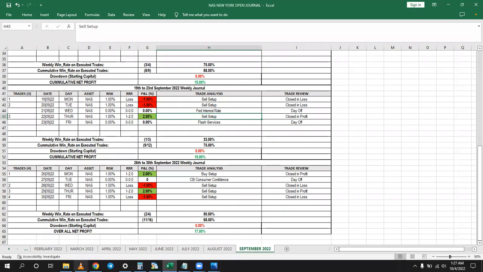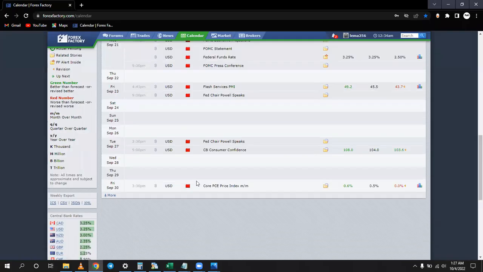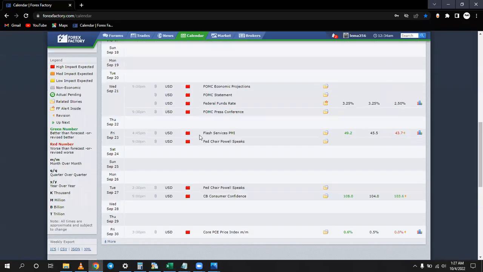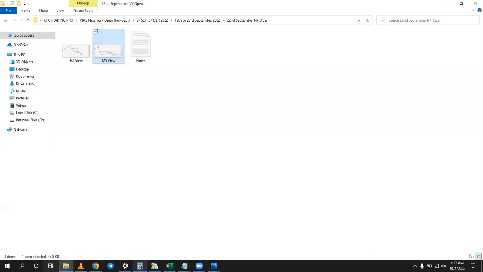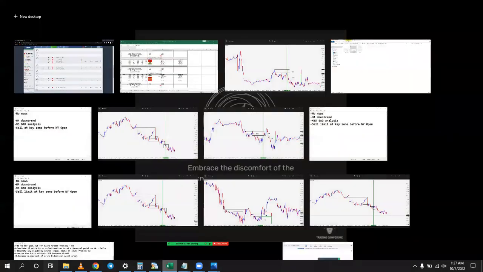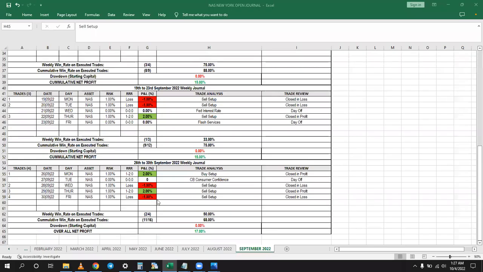Then on 23rd, as you can see, we had a flash services about 15 minutes after the New York Open. So we had to take that day off, basically. Yeah, we had to take that day off there, 23rd flash services.